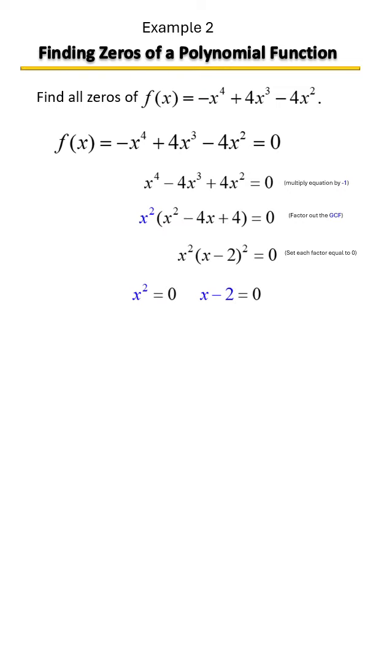So when we do that, the first one, once you solve that for x, take the square root of each side, and x would equal 0. The other one, x is going to equal 2. And those are our two zeros, 0 and 2.